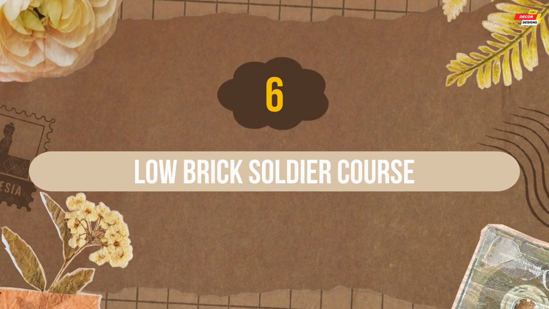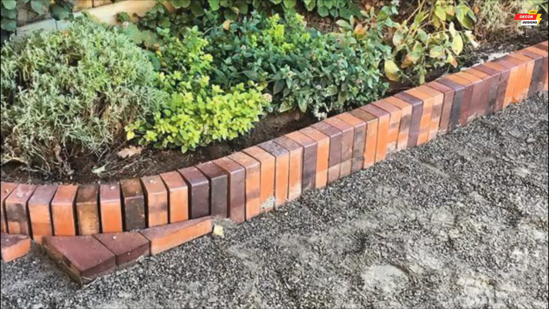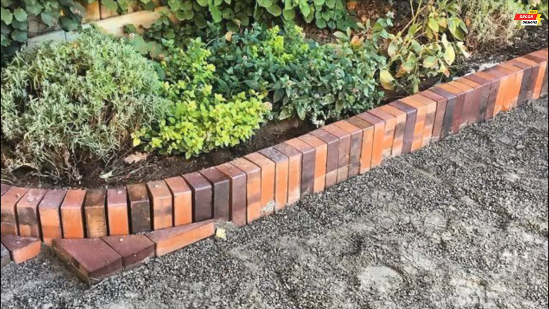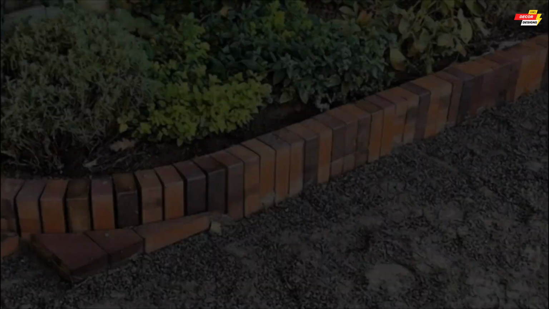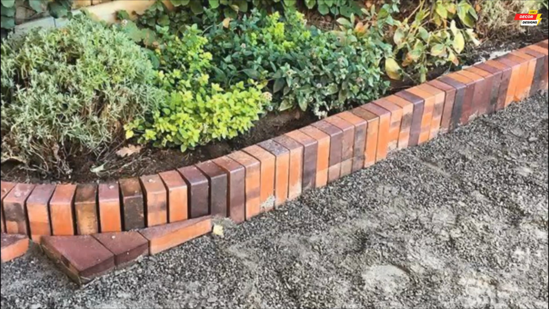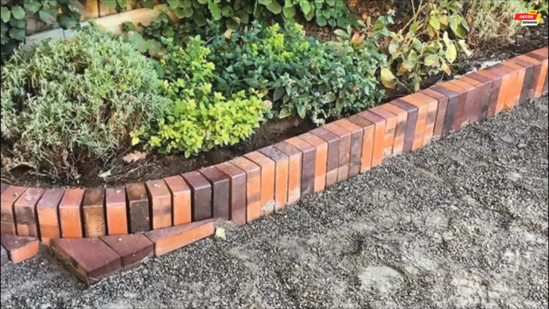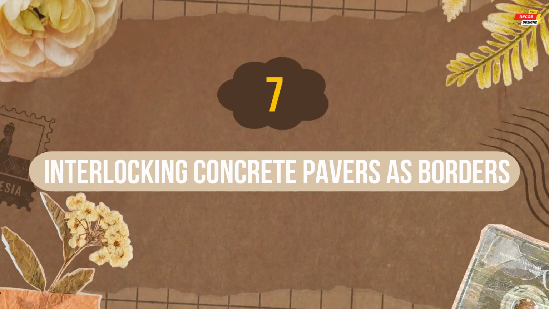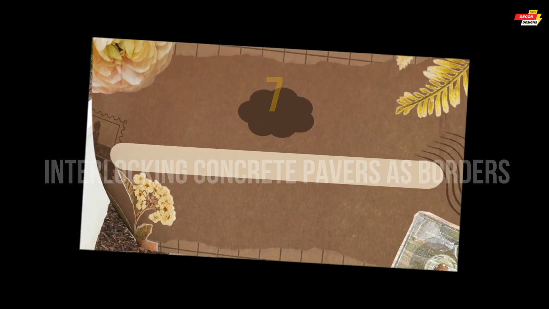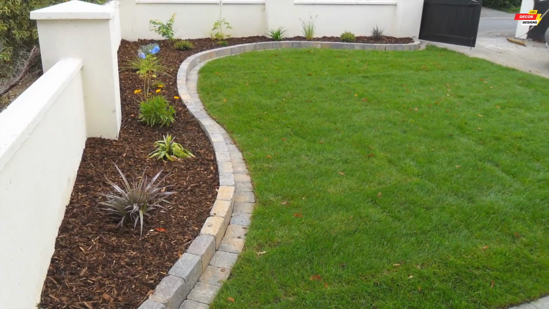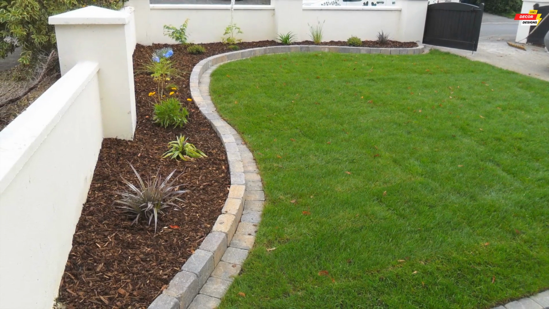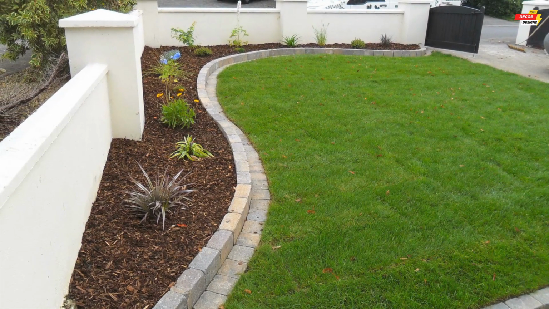6. Low brick soldier course. Laying bricks vertically in a single row or soldier course creates a simple yet elegant and durable edge, offering a touch of classic modernism. 7. Interlocking concrete pavers as borders. Utilizing the same or contrasting interlocking pavers used for pathways or patios as edging creates a cohesive and integrated design.